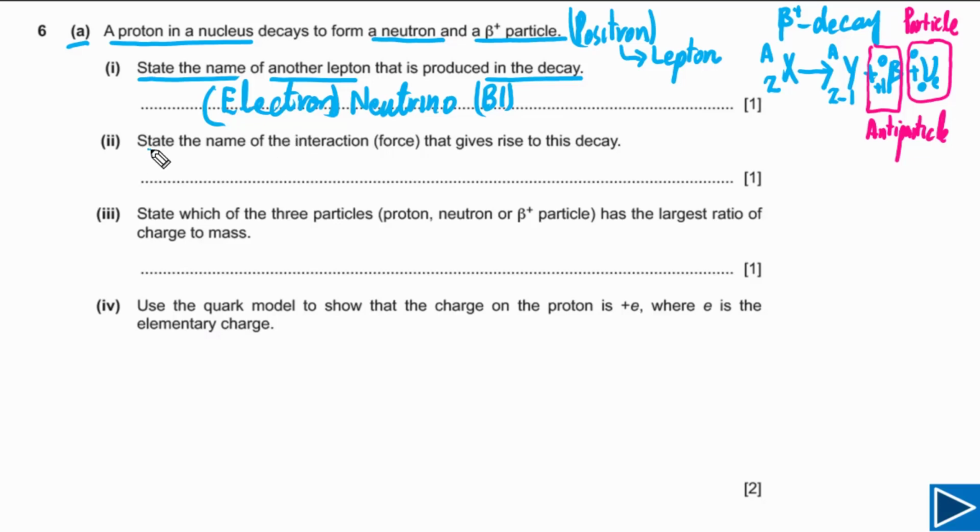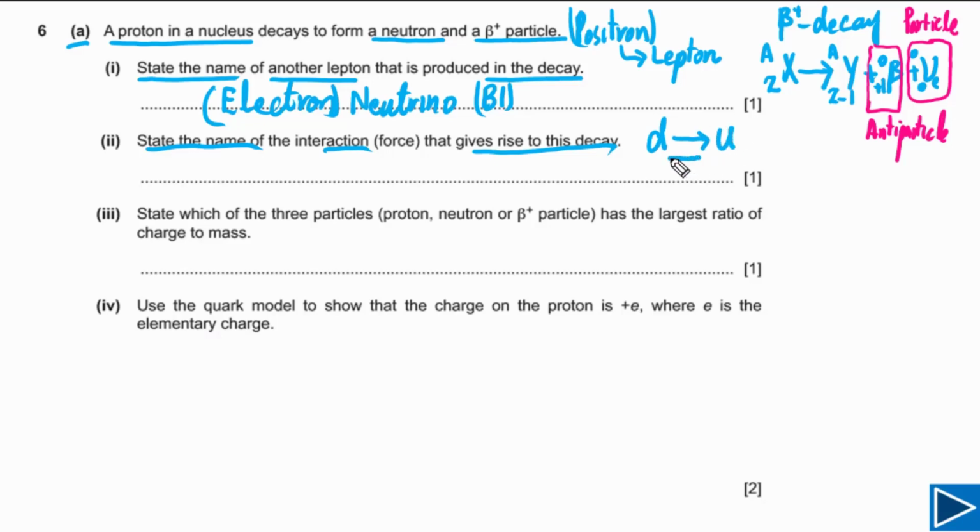For the second part, we need to state the name of the interaction that gives rise to this decay. This is a typical type of question, and for this one we need to understand when a quark changes from one flavor to another flavor, or simply we can say when a quark changes from one type to another type, or simply when a down quark changes into an up quark, or vice versa.